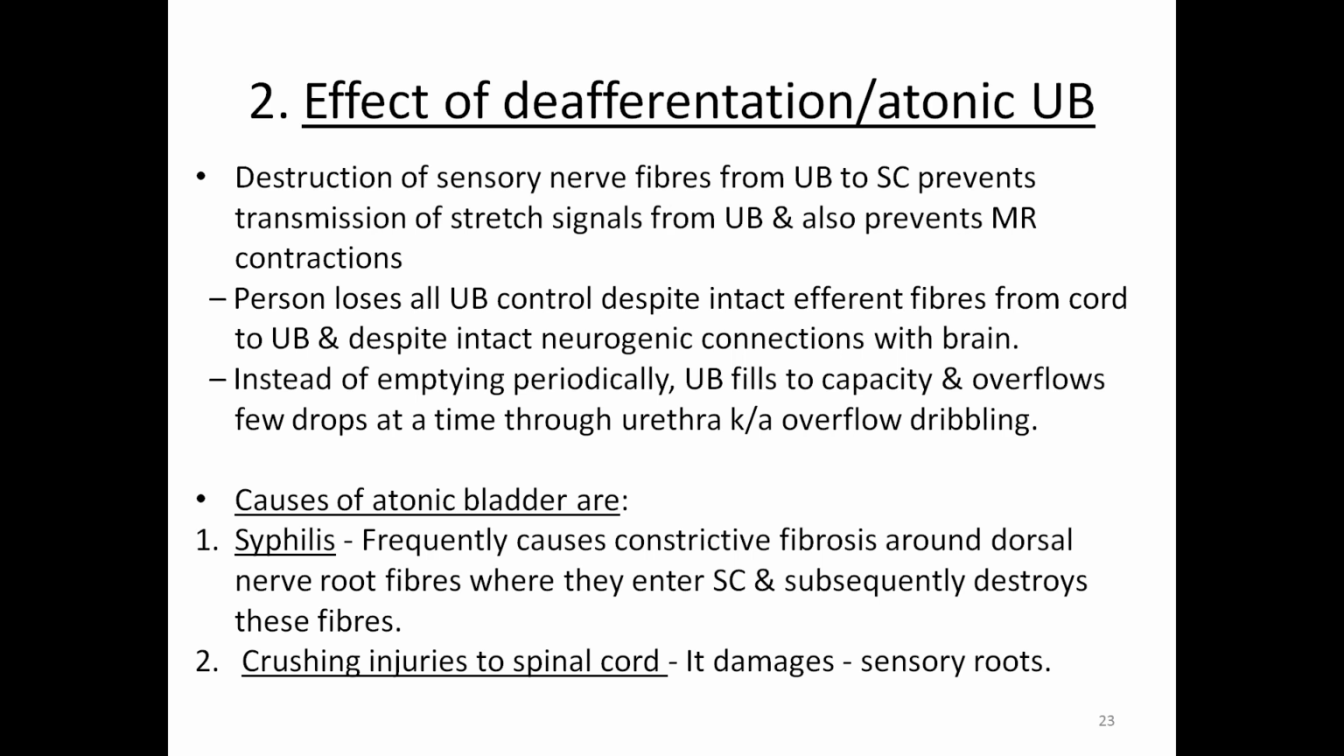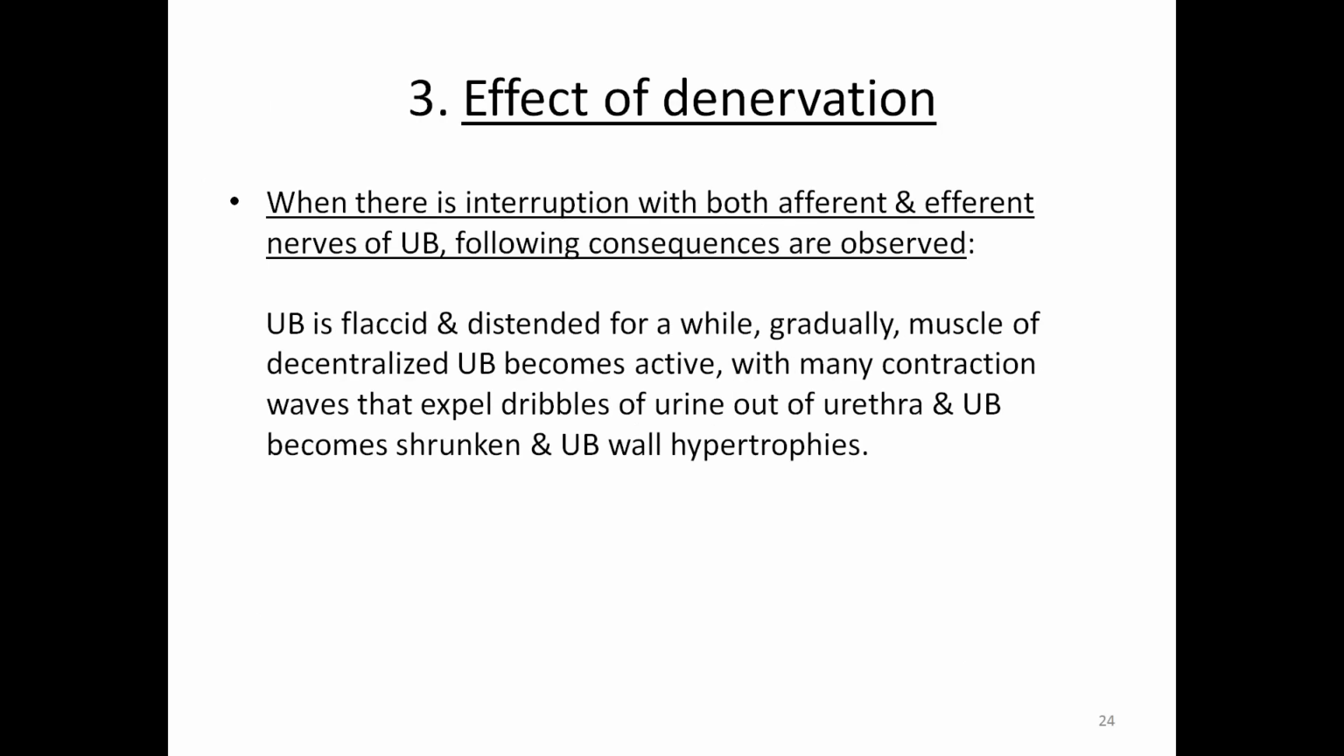Then what are the causes of atonic bladder? Syphilis and crushing injuries to the spinal cord. So syphilis frequently causes constrictive fibrosis around the dorsal nerve root fibers where they enter the spinal cord and subsequently destroys these fibers. And crushing injuries can damage the sensory roots.